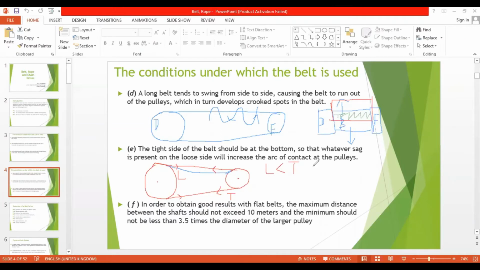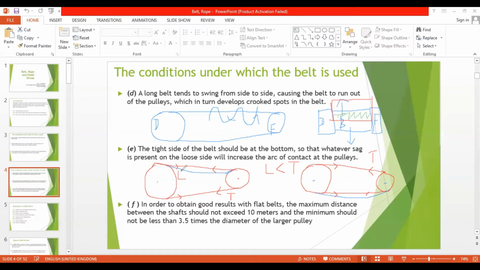Let me draw another diagram to compare what will happen if the loose tension is on the bottom side. Here is your driver and the driven. This side is in tension and this is the loose side. The bottom side is the loose side. I'm taking this as the comparison for the previous statement. If this side is loose, then it is going to be like this.